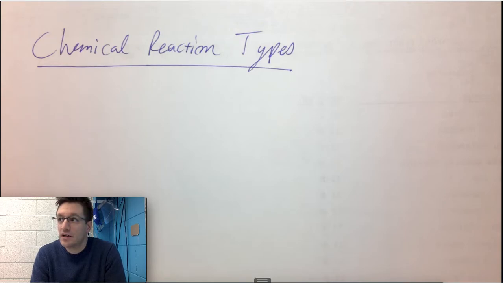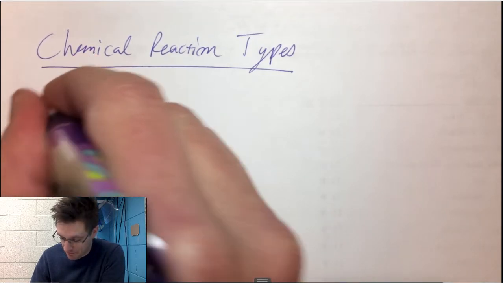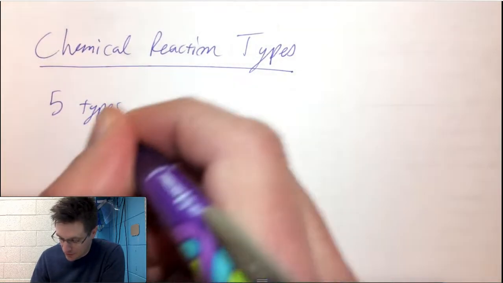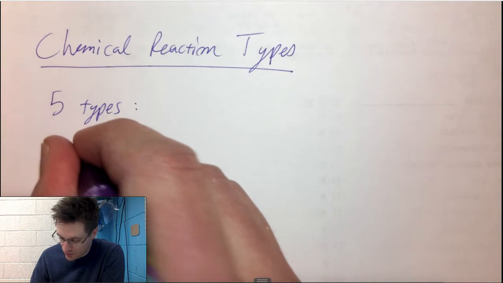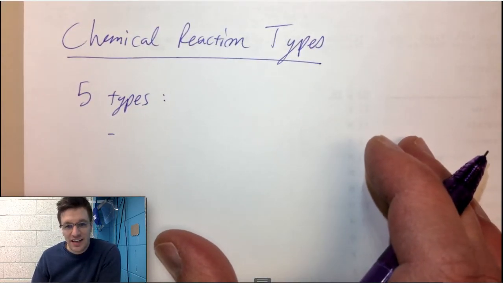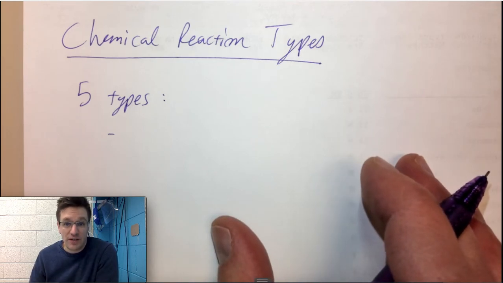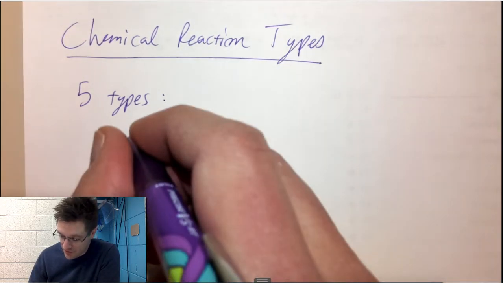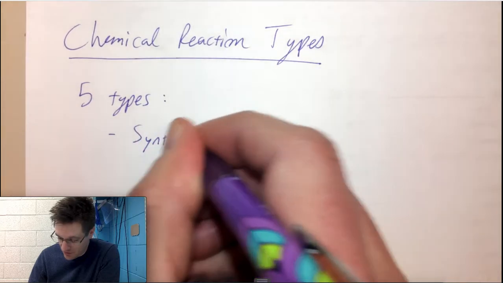Well, let's just get to it. I'll tell you those 5. And our goal is to learn to recognize these. Like if you look at a chemical equation, can you tell what type of chemical reaction it is? So 5 types. First one is called synthesis.